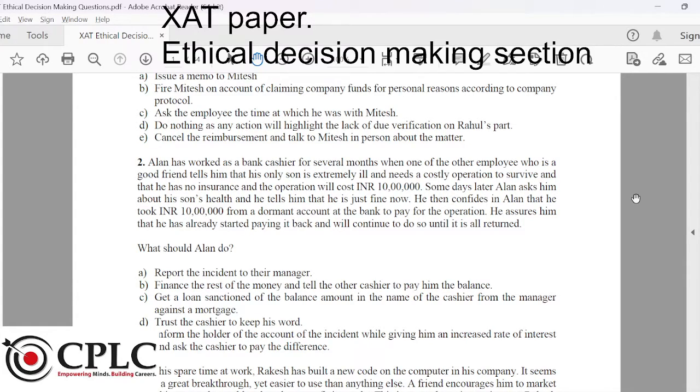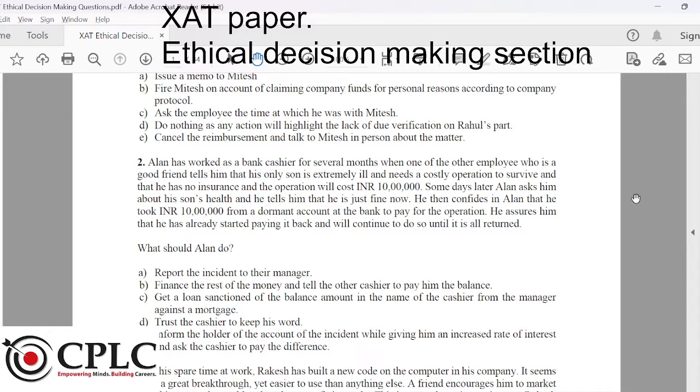He then confides in Alan that he took 10 lakh from a dormant account at a bank to pay for the operation. So he did something wrong, correct? He assures him that he has already started paying it back and will continue to do so until it is all returned. Now, since he has confided in Alan, Alan has to take some step. So, the question is, what should Alan do?